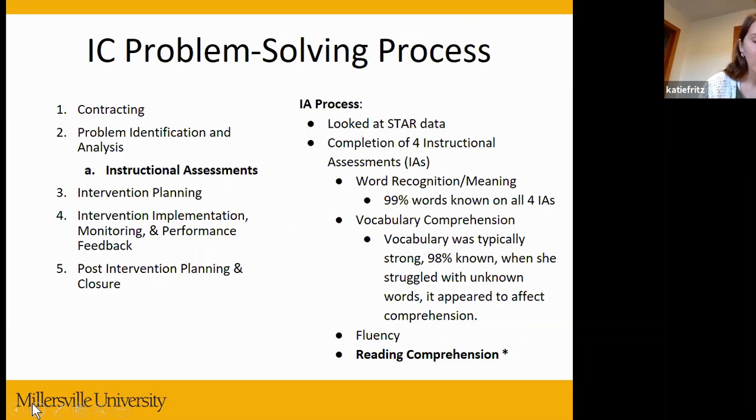And then on the 3rd and 4th, she scored between the 25th and 50th percentile. So fluency was also something that could have been a factor for her. Based on that information, we also reviewed some STAR testing data that the teacher had.